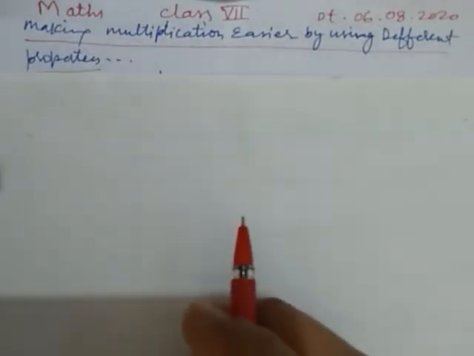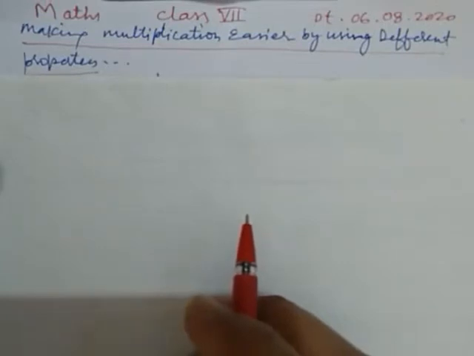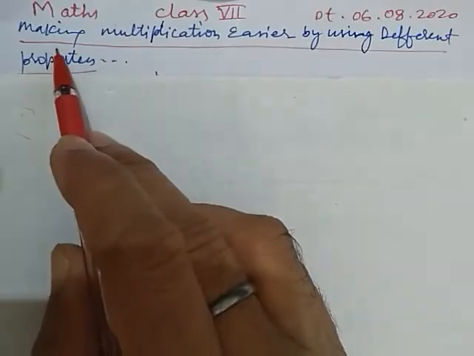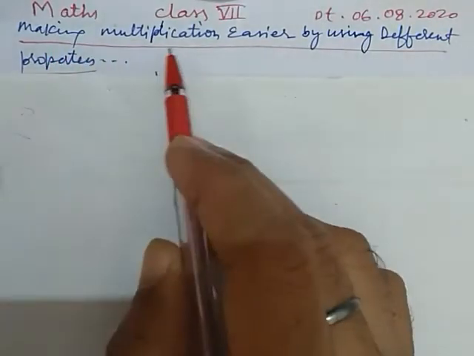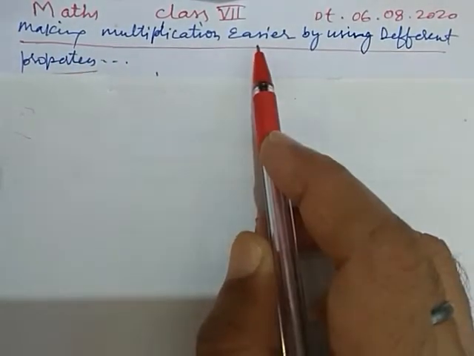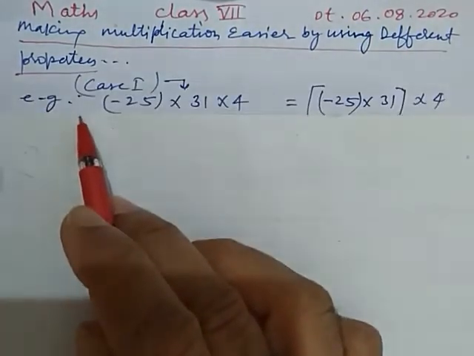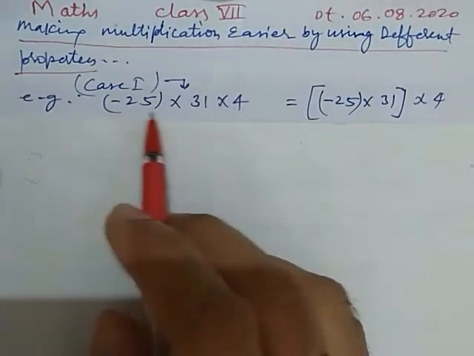Today we are continuing our first chapter, integers. Now we start making multiplication easier by using different properties. Here we take a case.